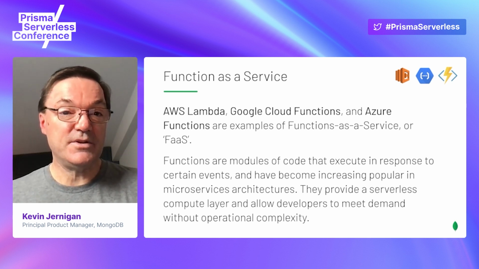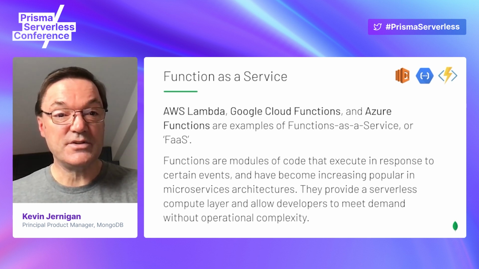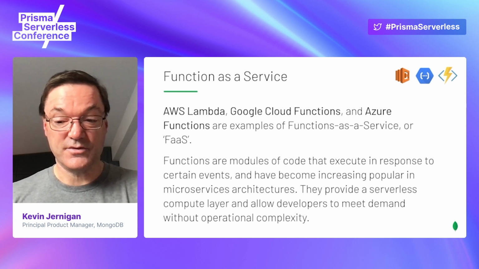Now, AWS Lambda is often credited with starting the serverless movement, and their cloud peers have launched similar capabilities, including Google Cloud Functions and Azure Functions.